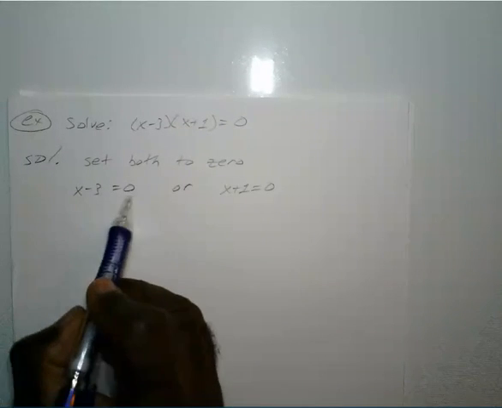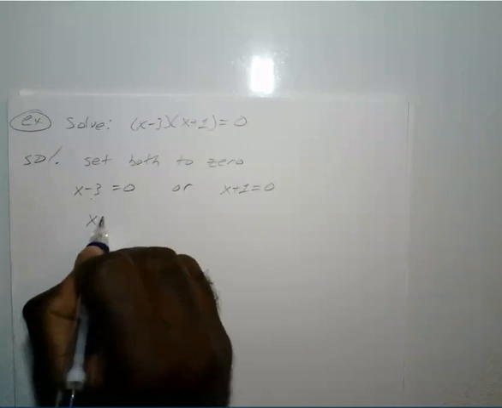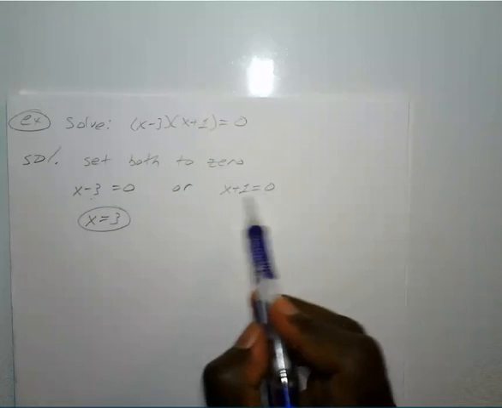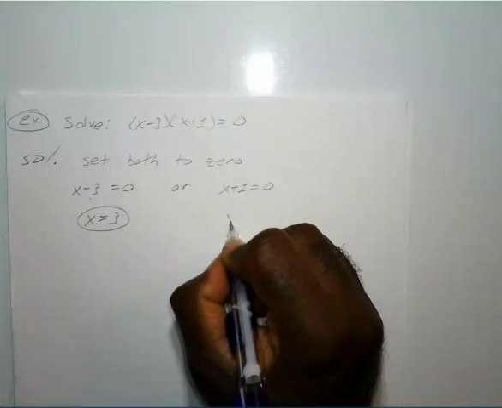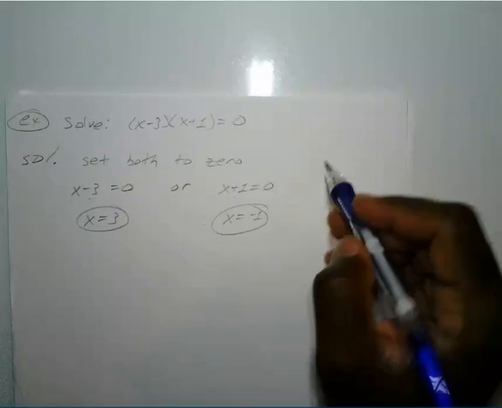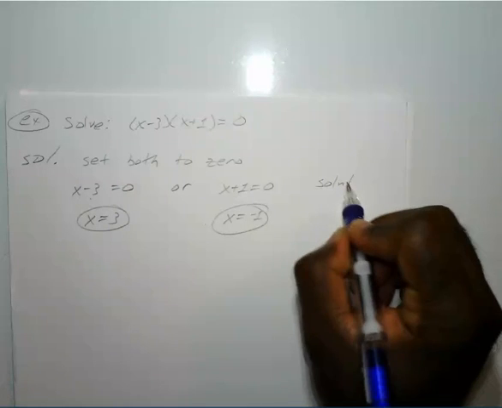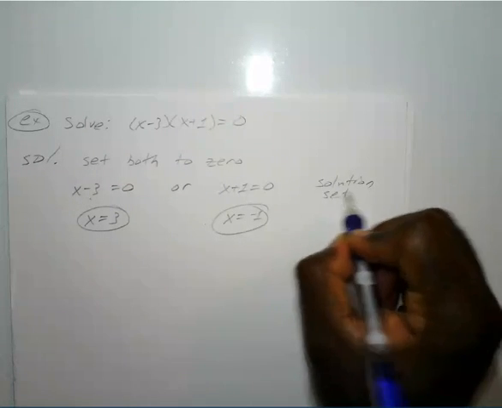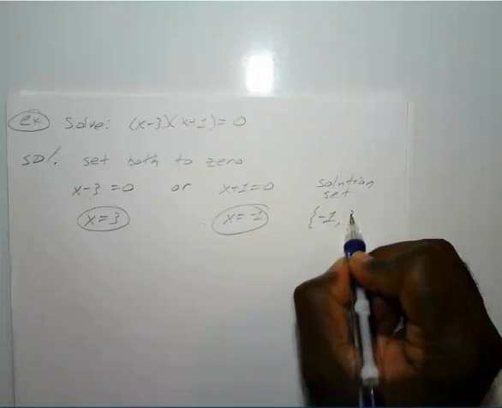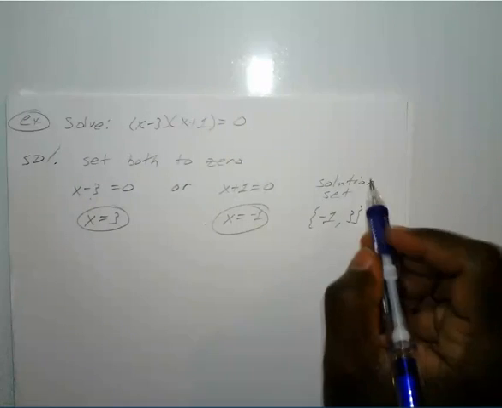Okay, so if we add 3 to both sides here, we end up with x equals 3. And if we subtract 1 from both sides here, we end up with x equals negative 1. So your solution set is x can equal negative 1 or 3.